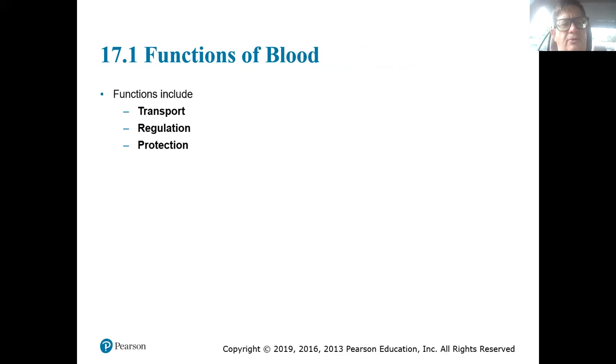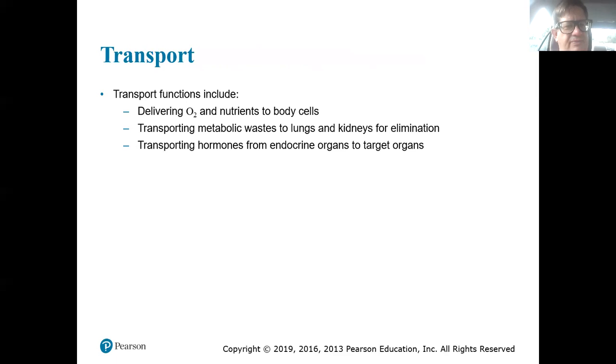We just talked about transport. Regulation: blood is involved in regulating temperature, regulating pH. Protection: clotting and the whole delivery of white blood cells. So clotting, the coagulation, we are going to prevent blood loss. We are going to close wounds in the body. And the delivery of white blood cells, obviously, those are the soldiers of the immune system. Anywhere you deliver them, you're protecting the body from outside invaders.